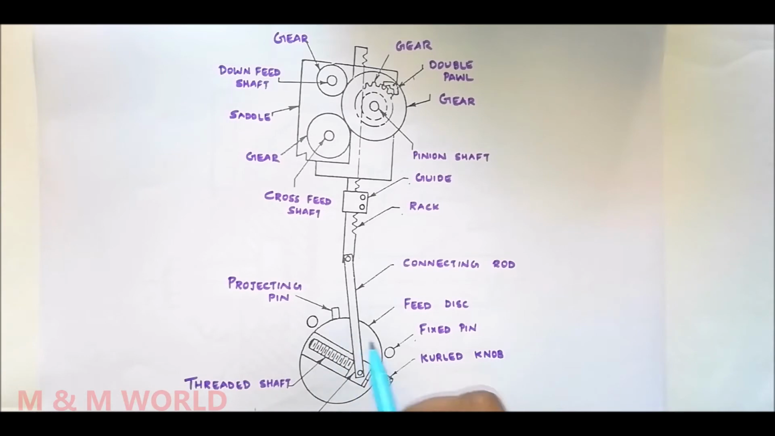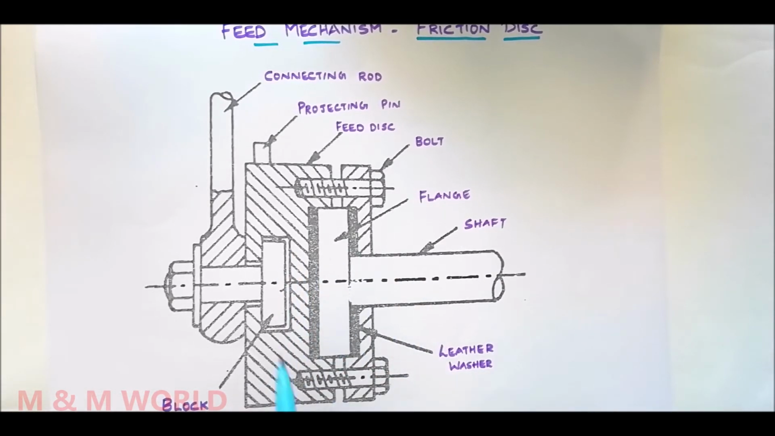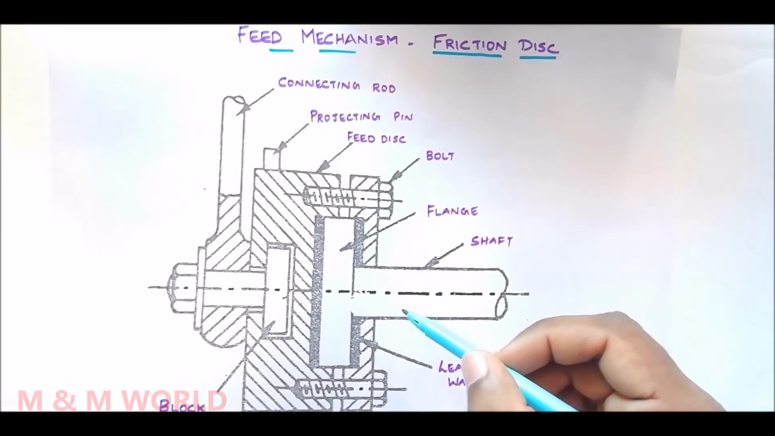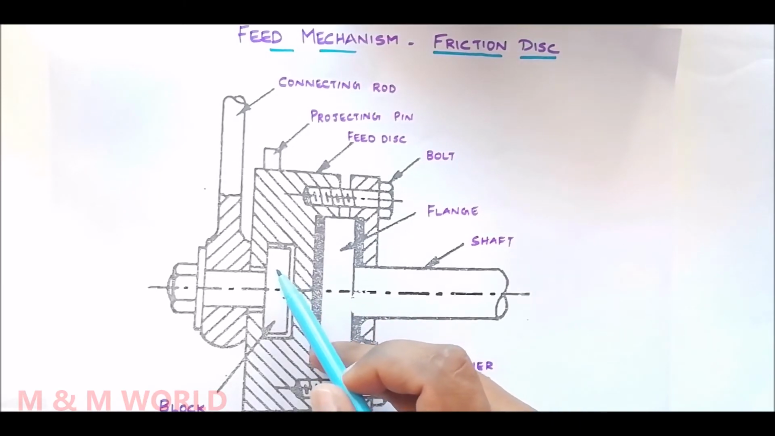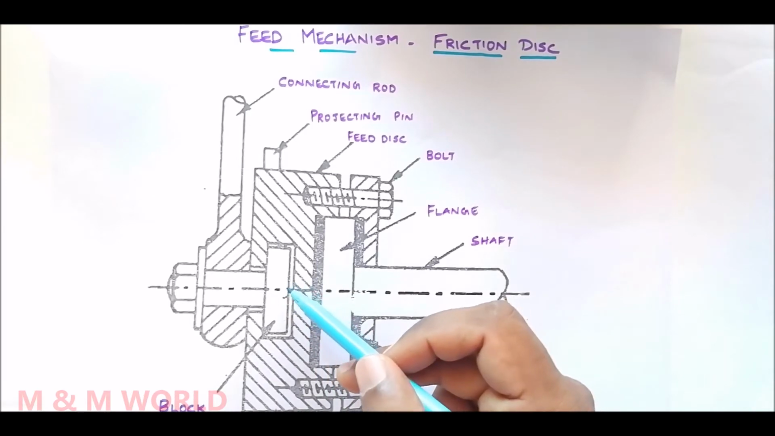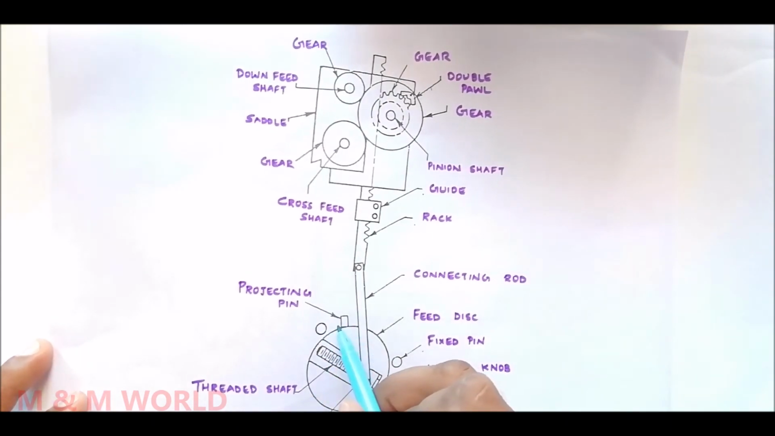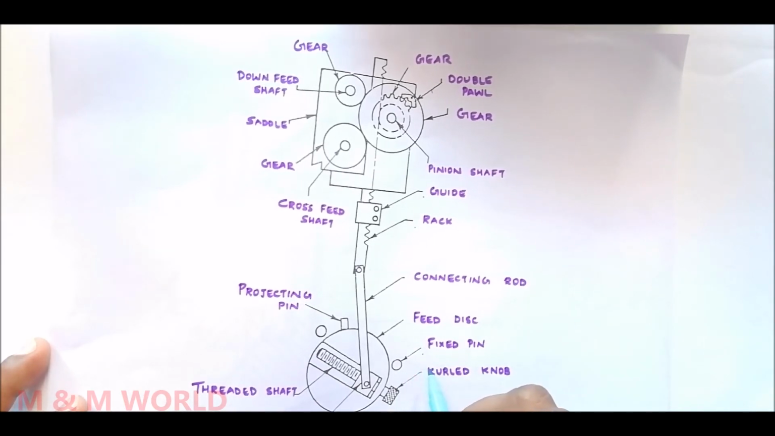Here you can see the shaft, and we have a T-slot on which a block is connected. When the shaft is rotating during the forward cutting stroke, the motion is transmitted to the feed disc by the flange. So when the shaft rotates, the feed disc also rotates, and the motion of the feed disc is limited between these two pins. The motion is limited by the projecting pin hitting against a fixed pin which is fitted upon the machine frame.